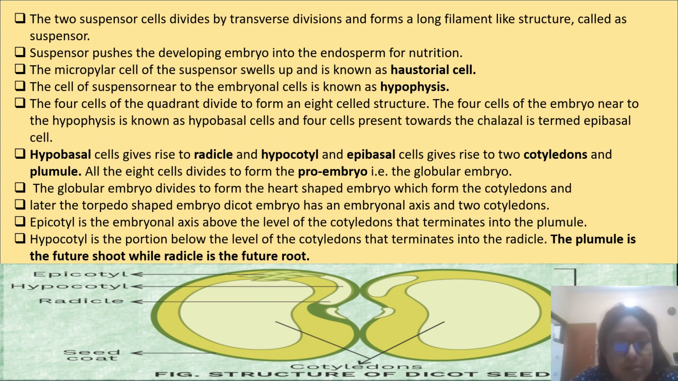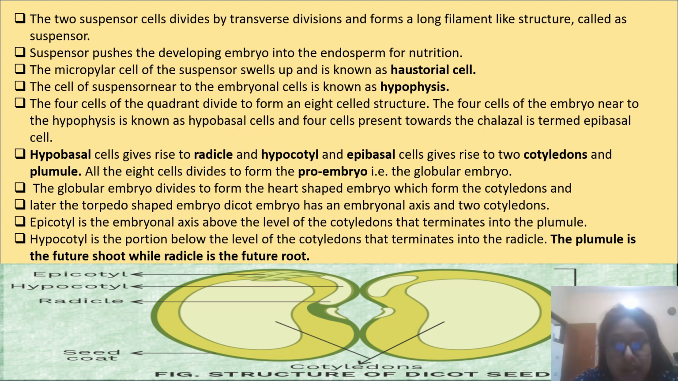Next, the two suspensor cells divide by transverse division and form a long filament-like structure called the suspensor. The suspensor pushes the developing embryo into the endosperm for nutrition. The micropylar cell of the suspensor swells up and is known as the haustorial cell. The cell of the suspensor next to the embryonal cell is known as the hypophysis. The four cells of the quadrant divide to form an 8-cell structure.